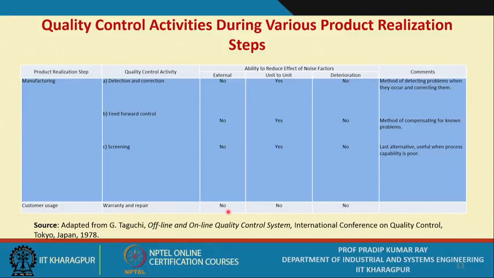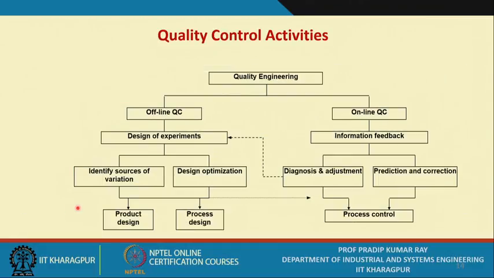When you talk about customer use, warranty and repair, that is a very important aspect. We are referring to the quality loop, so please refer to the quality loop, and you will find that when you reach the customer use stage, there is nothing you can do. That means you cannot control the external noise factors at the customer use stage. So this is the approach.